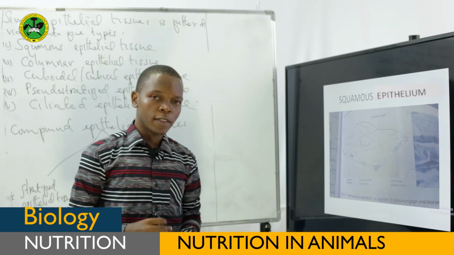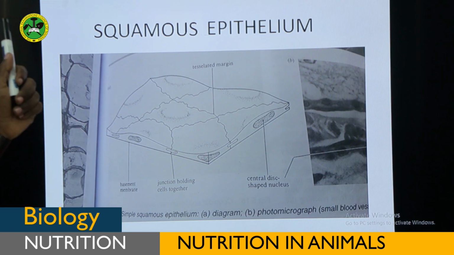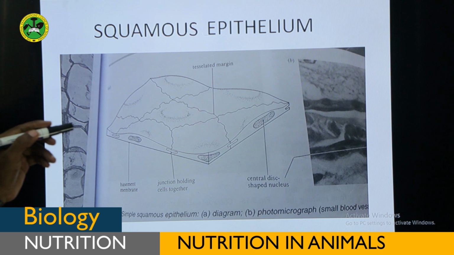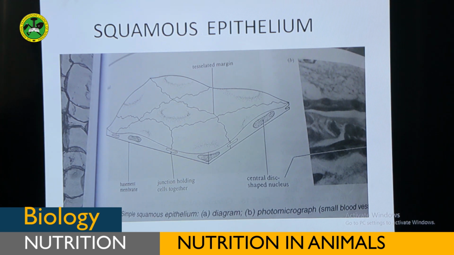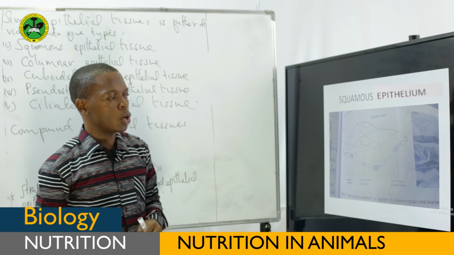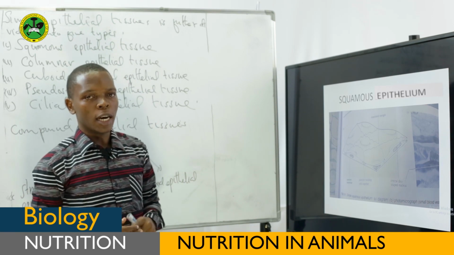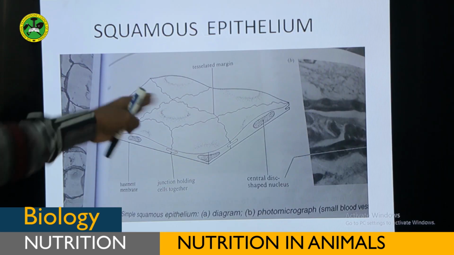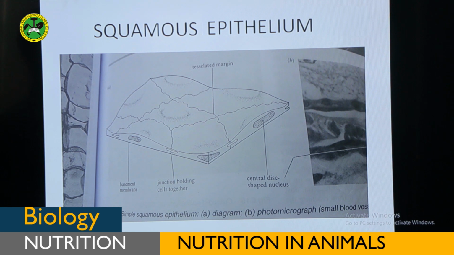But if you remember, as I said earlier, the bottom layer of the cells of the epithelial tissues are attached to the so-called basement membrane. As I told you, in this epithelial tissue, you need to know the structure, where they are located, and the function. Squamous epithelial tissue is made up of thin, smooth, and flat cells. Thinness of these cells facilitates rapid diffusion of material. But again, this smoothness of these cells facilitates the smooth movement of material.